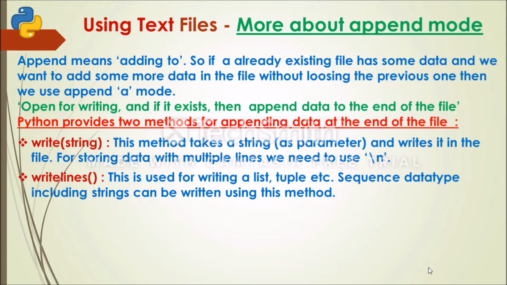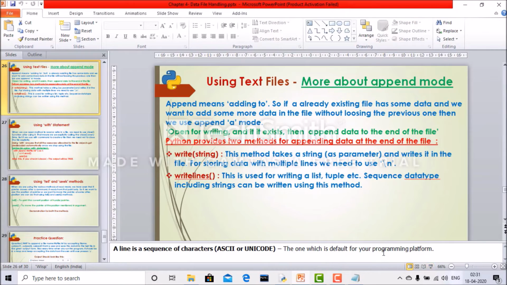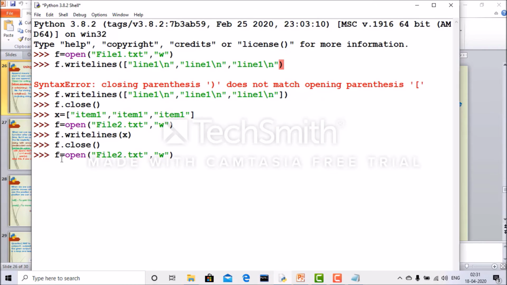Now Python provides 2 methods for appending the data, the same as before, so I'm not going to read them out: the write string method and the writelines method. Let me quickly show you the practical implementation of both. I make changes in file 1. I know in file 1 I have 3 lines, line 1, line 2 and line 3. I am opening it in the append mode, and I end it. Now if it had been in the w mode, it would overwrite.